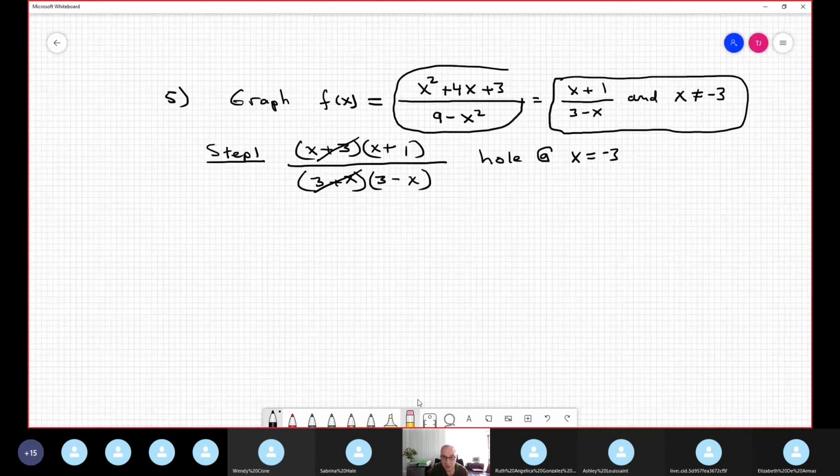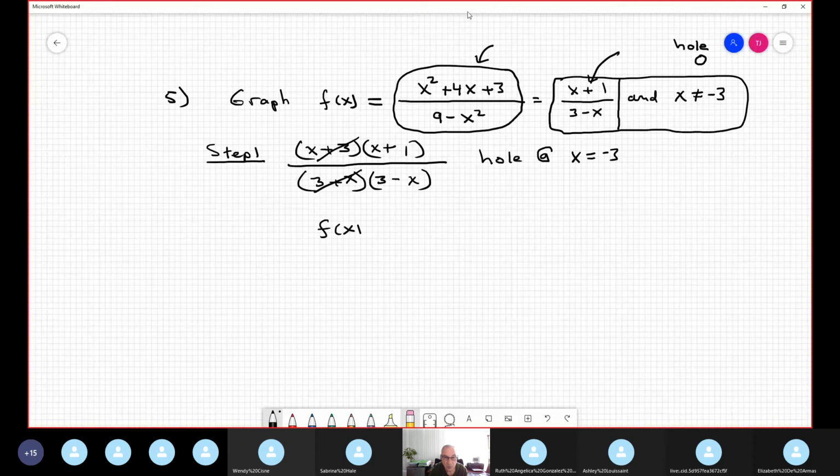But my question is, do the graph of this. I want to take advantage to do the graph of this, which is easier, under the consideration that in negative 3 we have a hole. Clear? Okay, so we focus 100% of my attention on the new expression, f of x equal x plus 1 divided by 3 minus x.